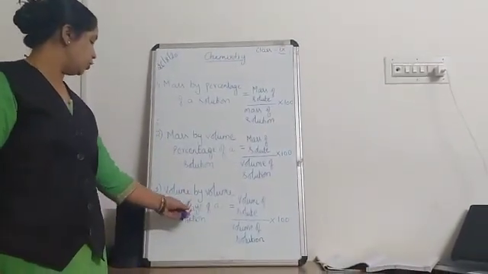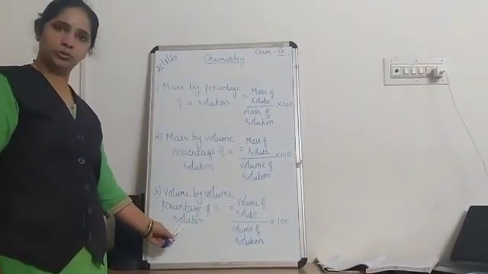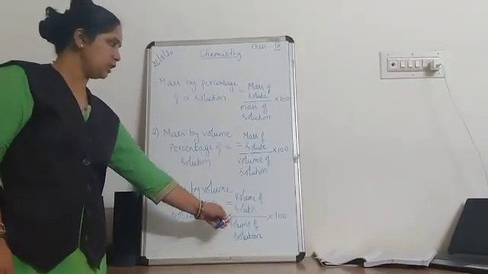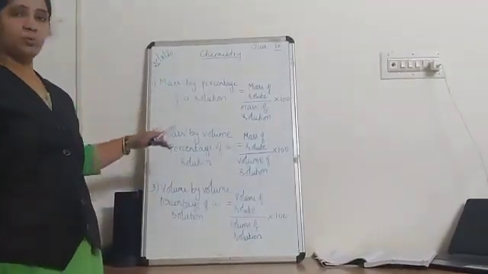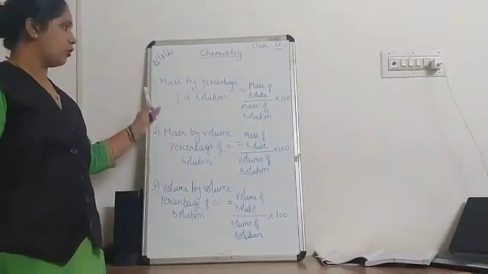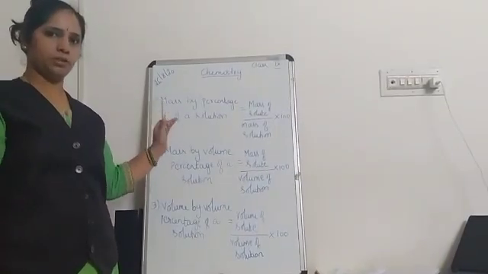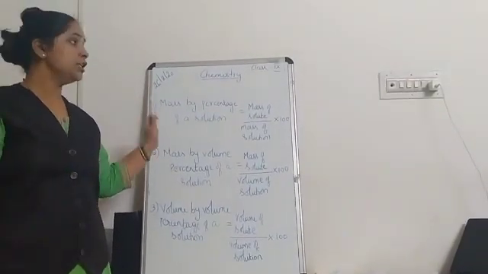Next one is volume by volume percentage of a solution. For this, volume of solute by volume of solution into 100. So these three formulae you have to learn for calculating the concentration of the solution.